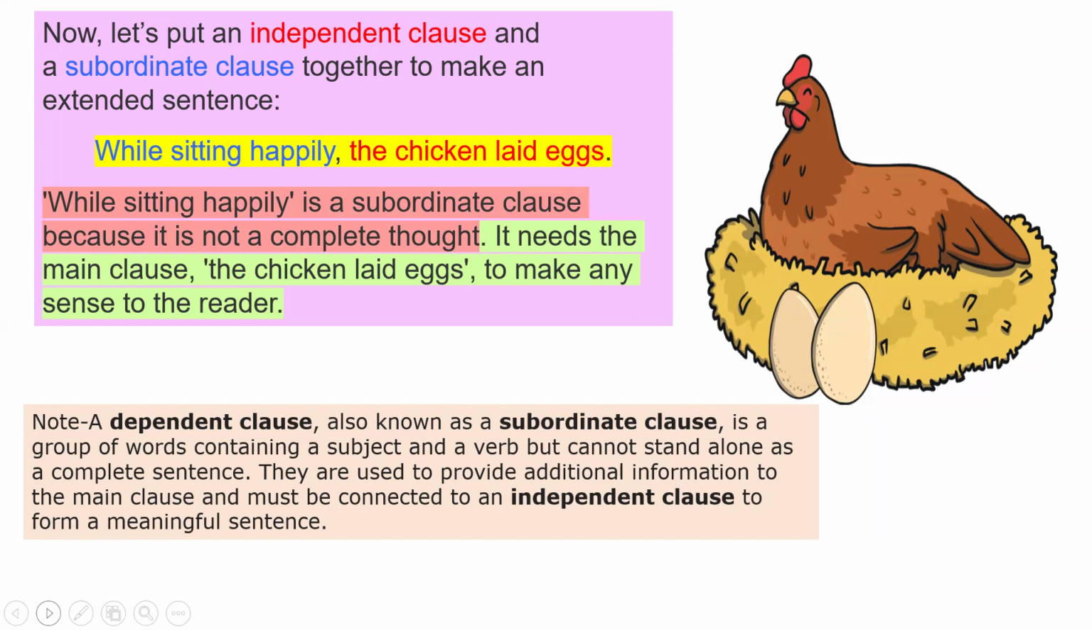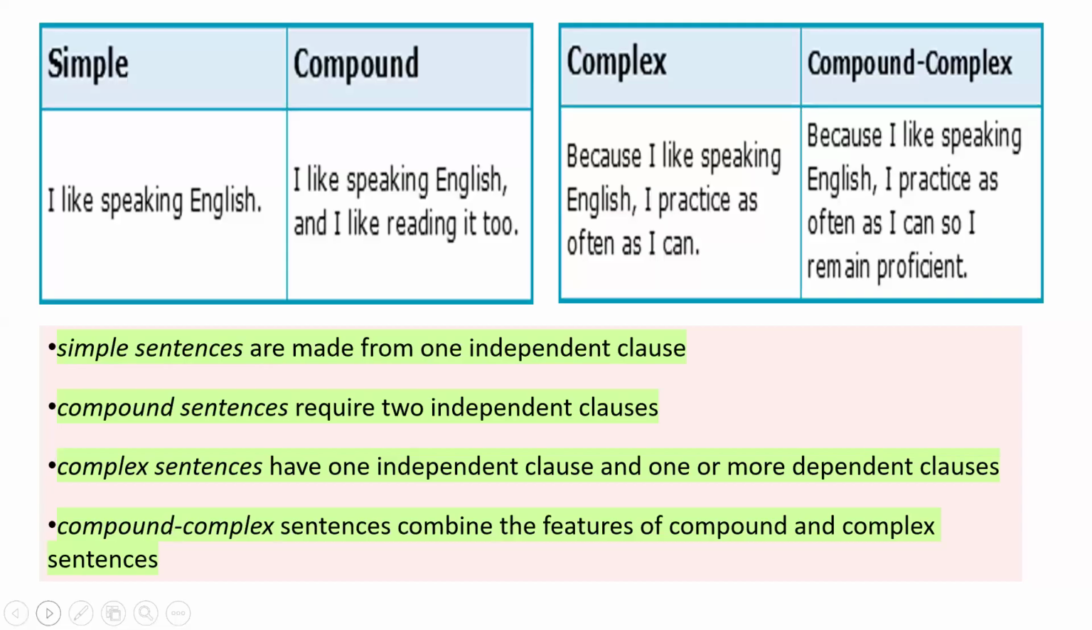"The chicken laid eggs" makes sense to the reader, while "while sitting happily" is a dependent clause. It is not giving complete, clear meaning or a complete thought. So a dependent clause, also known as a subordinate clause, consists of a subject and verb. It always requires one independent clause to give a meaningful, complete sentence.